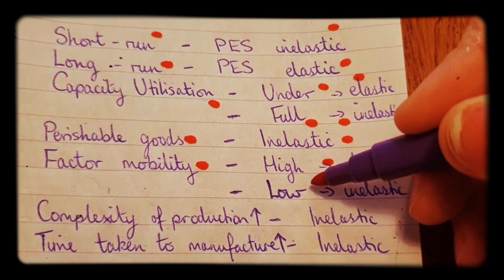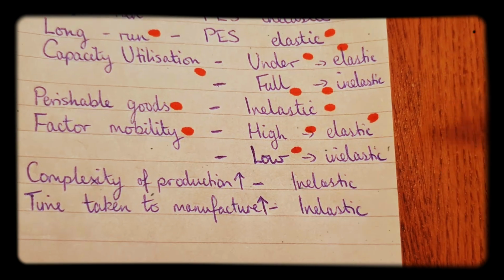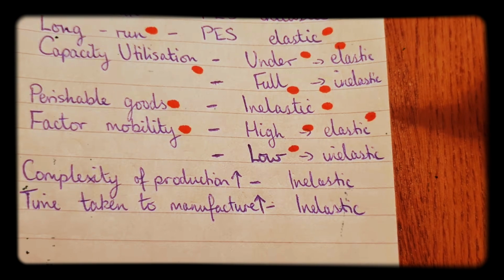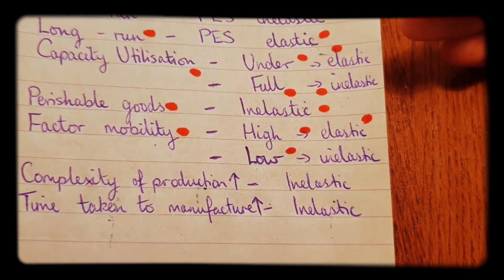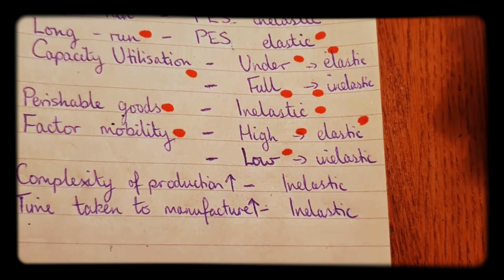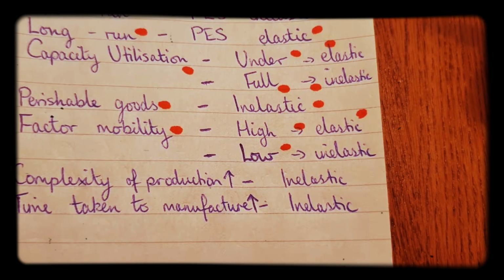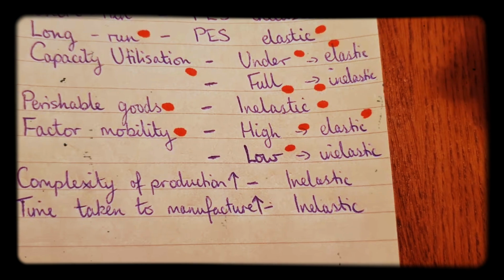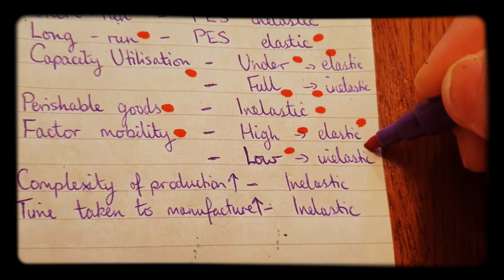However, in the case where your factor mobility is very low, let's say for example in the case of a hospital, and suddenly there's been a massive increase in the amount of people who are sick, there's going to be an increase in the demand for doctors, so the supply of doctors is going to have to go up. But how quickly can that supply go up? It cannot go up very quickly because getting access to doctors is not a very easy thing. It's a very difficult thing because you're looking for specific skilled work. So in this case, factor mobility is low, and this would result in an inelastic supply curve.